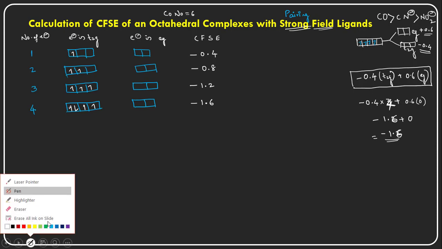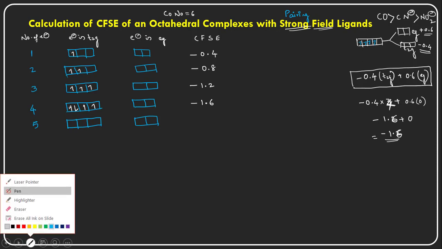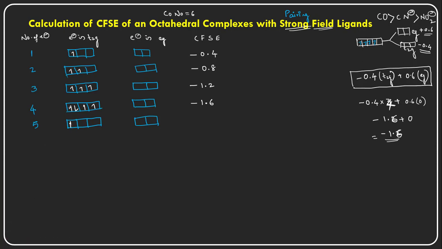And the next one is, if 5 electrons are present, then the pairing will take place in the same manner, that is in the T2G orbital only, not in the EG orbital. So the fifth electron will enter into the T2G orbitals only. Now 5 electrons are present in the T2G orbital. So 5 into minus 0.4 is minus 2.0, right? Minus 2.0.